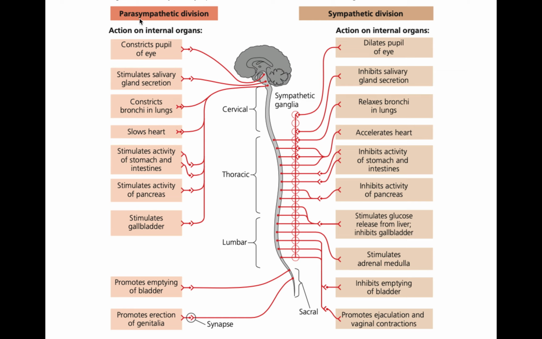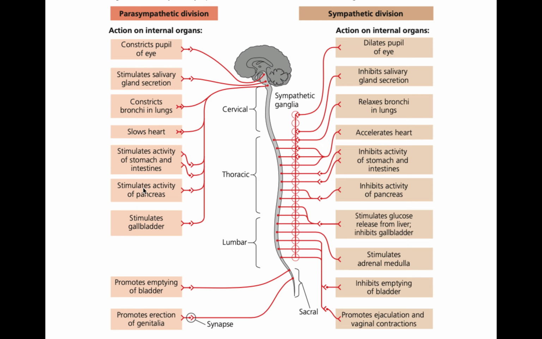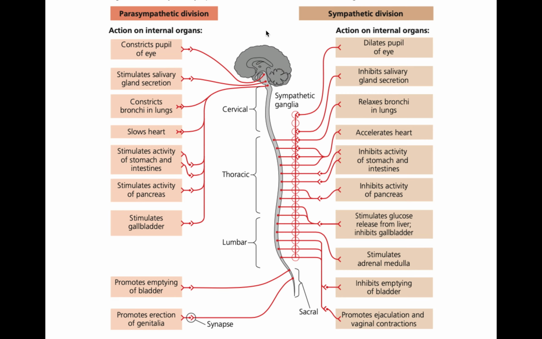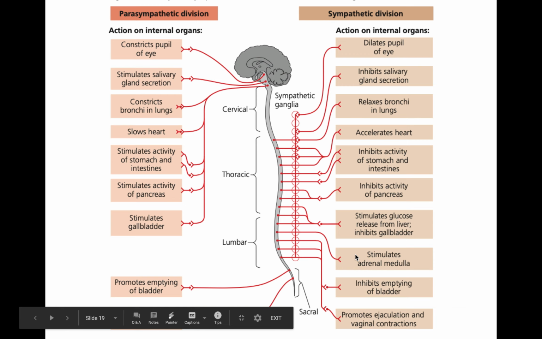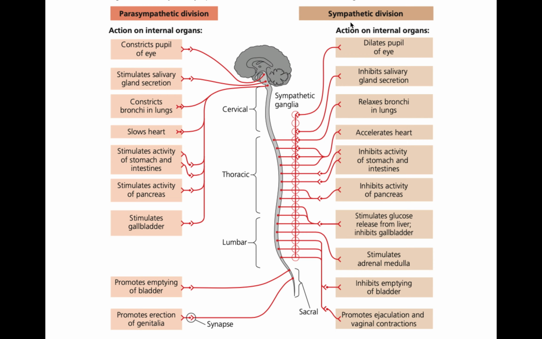So within the parasympathetic division, you also have stimulation of activity of the stomach and intestines, stimulation of activity of the pancreas, stimulation of activity of the gallbladder. Everything just starts kind of like moving in the body, like emptying of the bladder. Yeah, that's fun. And so the only one of those choices that is not parasympathetic, but would actually be the sympathetic division, would be the stimulation of the adrenal medulla. All right, so adrenal medulla, this comes from the sympathetic division of the nervous system.